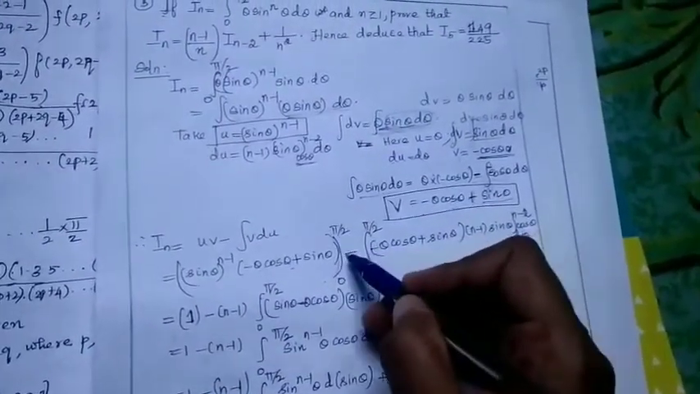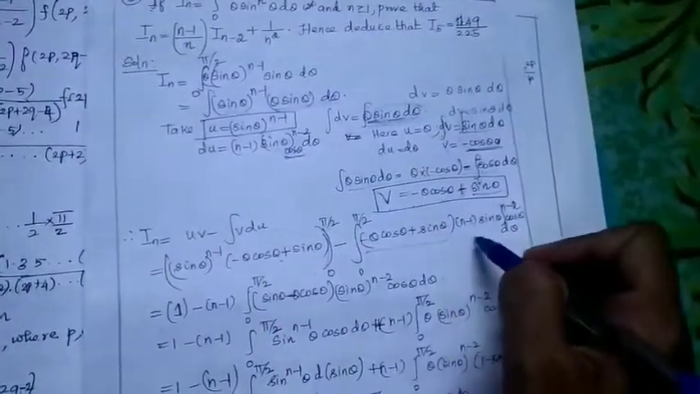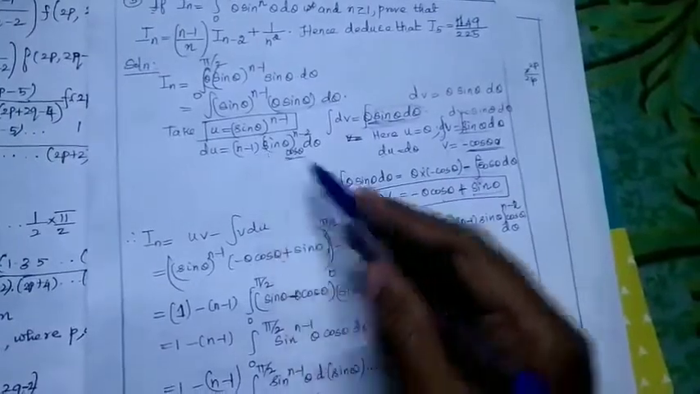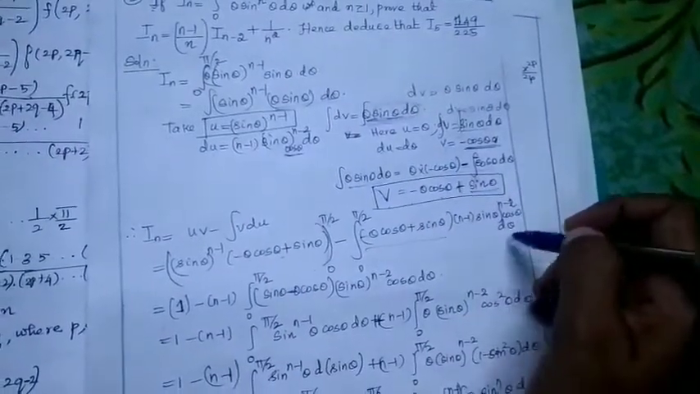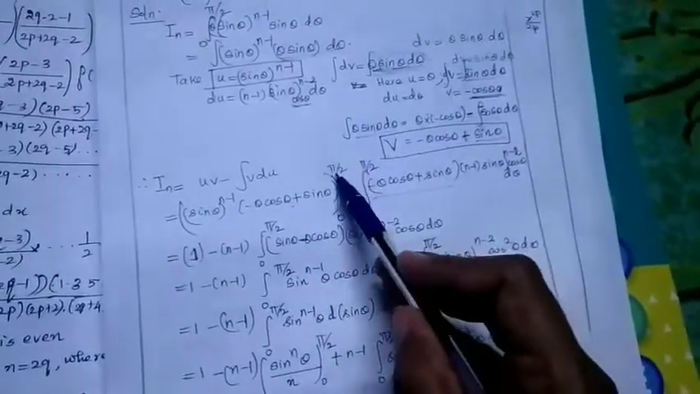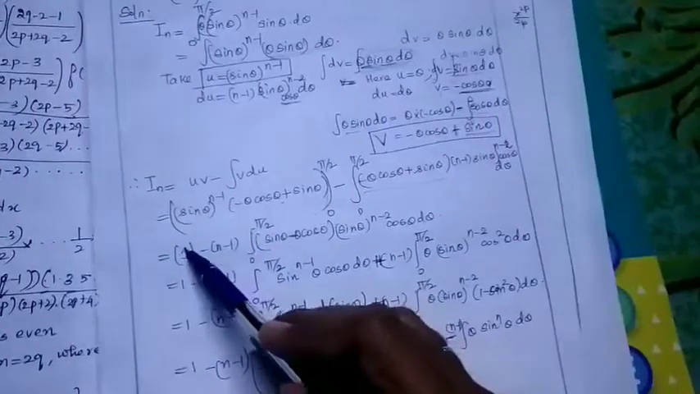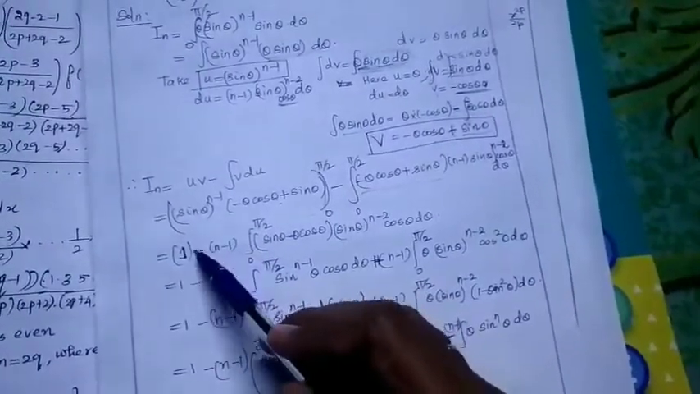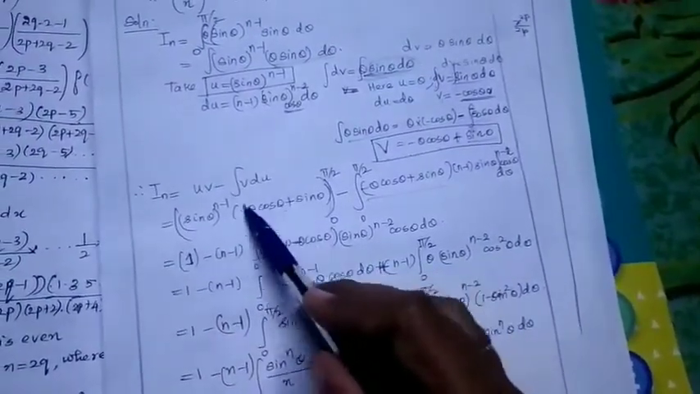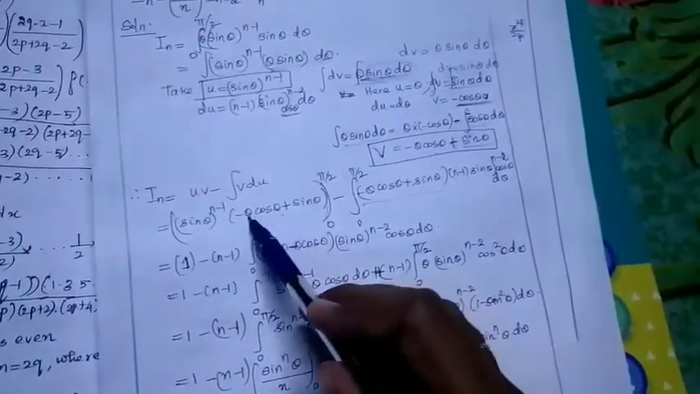right? Now minus integral v du. What is your v? This is your v. du we already found, right? So this is our du that I have written here. Now you apply the upper limit. What is the upper limit value? Sin pi by 2 value is 1. Here also we have to apply the upper limit.